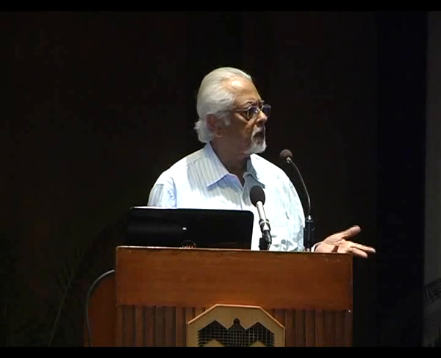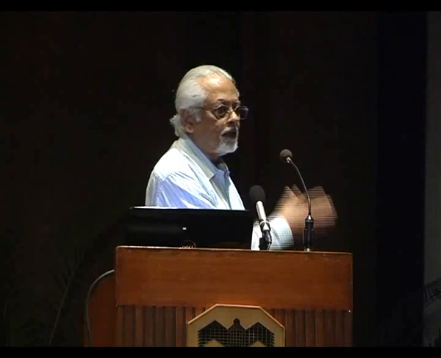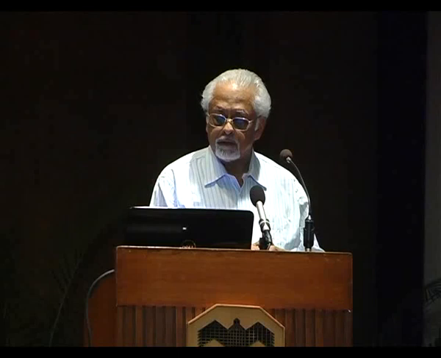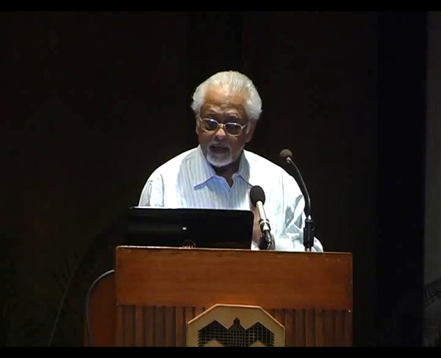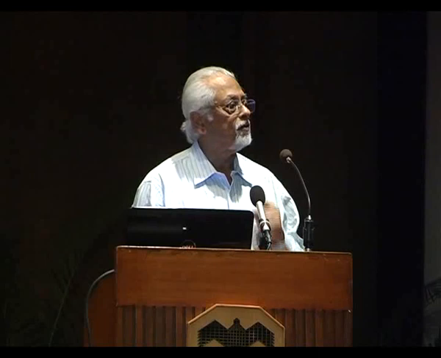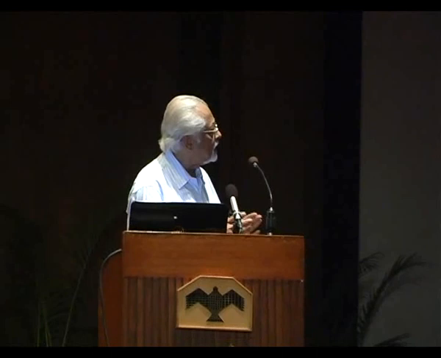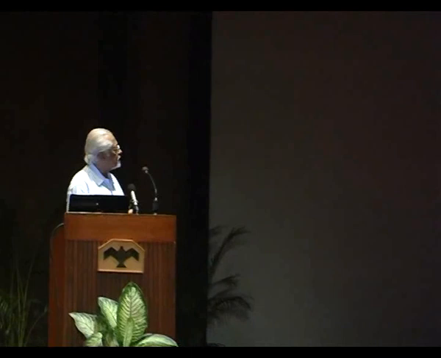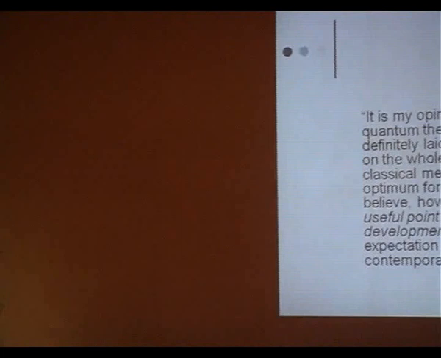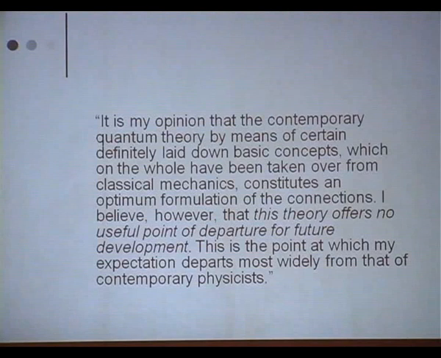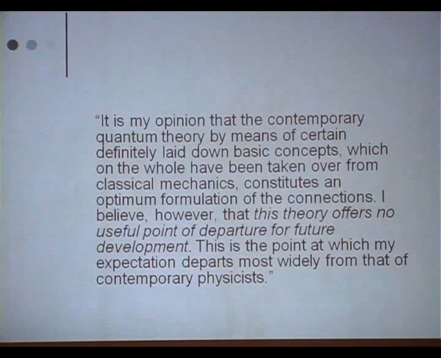Now, after giving this argument that quantum mechanics cannot be the final story, he says the statistical character of the present theory would then have to be a necessary consequence of the incompleteness of the description of the systems in quantum mechanics, and there would no longer exist any ground for the supposition that a future basis of physics must be based on statistics. And then he goes on to say, it is my opinion that the contemporary quantum theory, by means of certain definitely laid down basic concepts, which on the whole have been taken over from classical mechanics, constitutes an optimum formulation of the connections. I believe, however, that this theory offers no useful point of departure for future development. This is the point at which my expectation departs most widely from that of contemporary physicists.